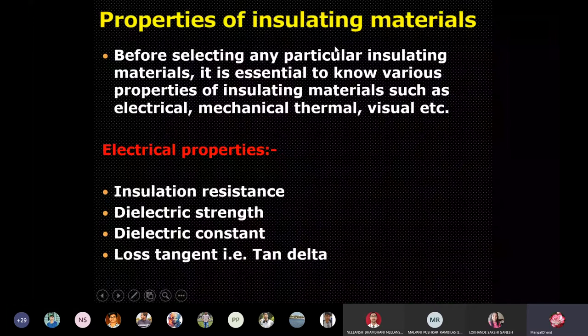I think you might have measured it in first year with the help of a Megger. The unit of insulation resistance will be mega ohm or kilo ohm. If you get resistance in ohm, you cannot say it is an insulating material; then you can say it is a resistive material, because a resistive material also can have high resistance. But insulation resistance has to be in mega ohm or kilo ohm.